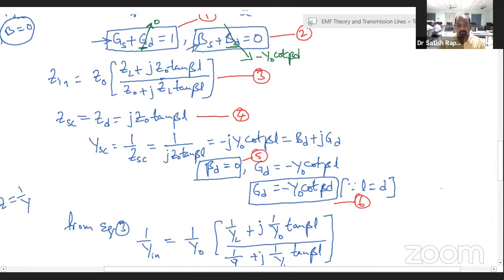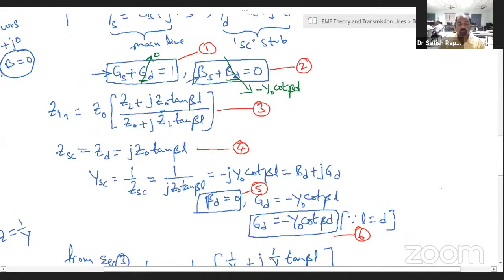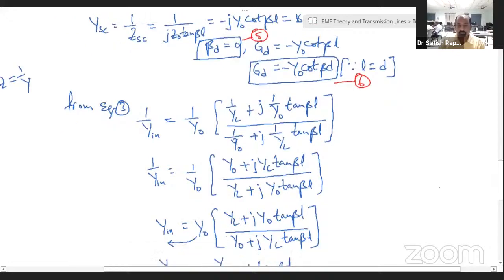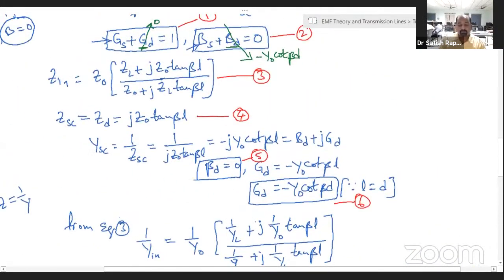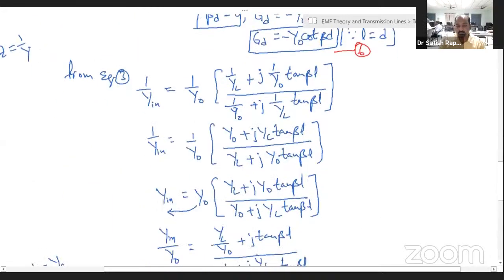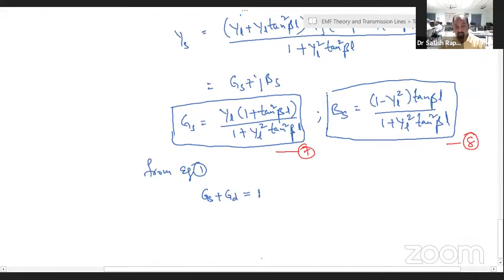What shall we do now here? From equation one, what we have? GS plus GD is equal to one. So this is equal to one. So what is GS? What is GD? Okay, let me do B first.